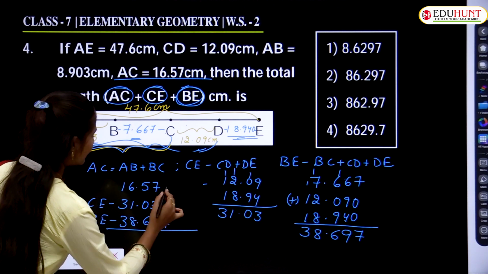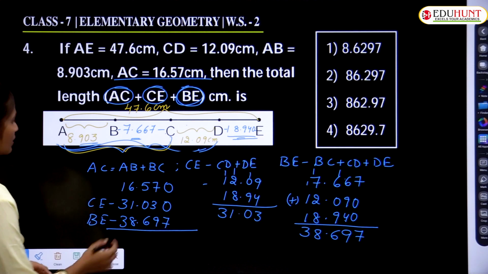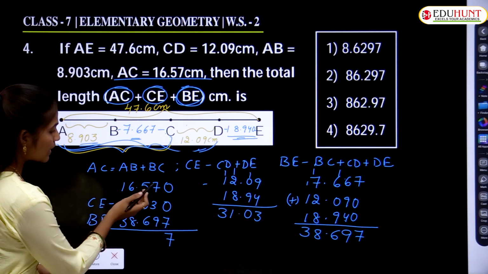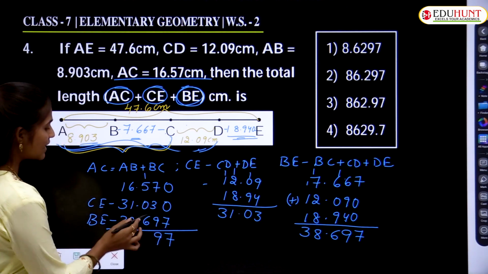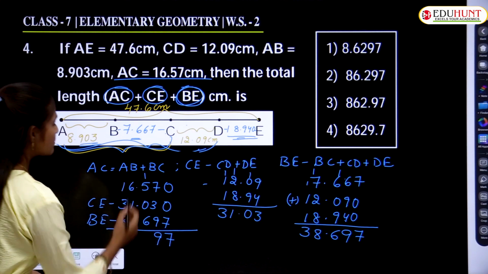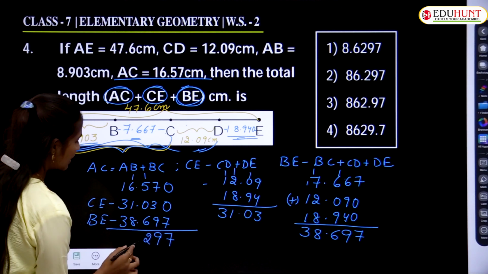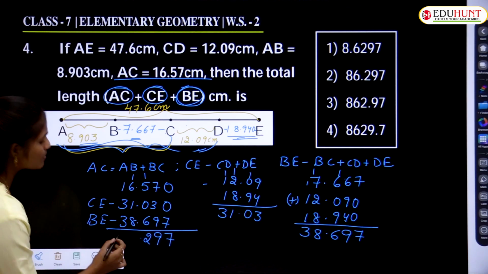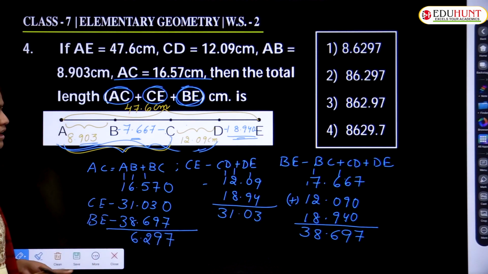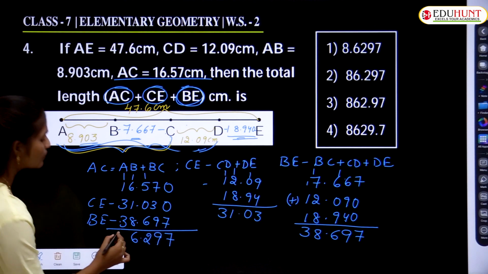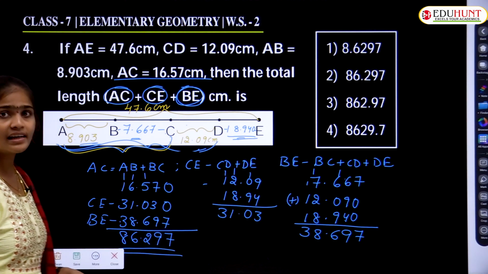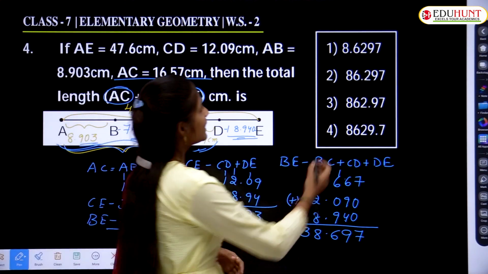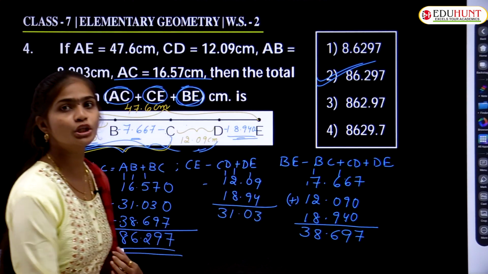So 38.697. So add that all. So 0 plus 0 plus 7 is equal to 7. Next 9 plus 3 is equal to 12. 12 plus 7 is equal to 19. Next 6 plus 5 is equal to 11. 11 plus 1 is equal to 12. So keep the point here. Next 8 plus 1 is equal to 9. 9 plus 6 is equal to 15. 15 plus 1 is equal to 16. Okay. Afterwards, 3 plus 3, 6. 6 plus 2 is equal to 8. So what is the result here? 86.297. So which option is correct here? 86.297. Option 2 is correct.